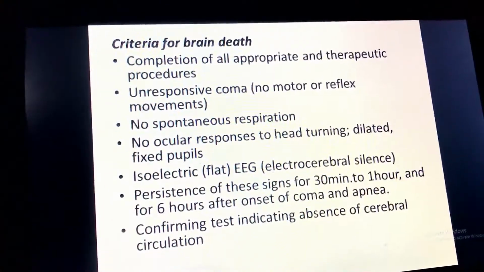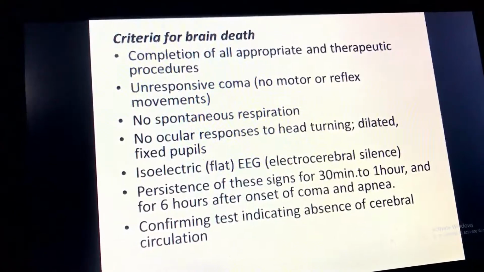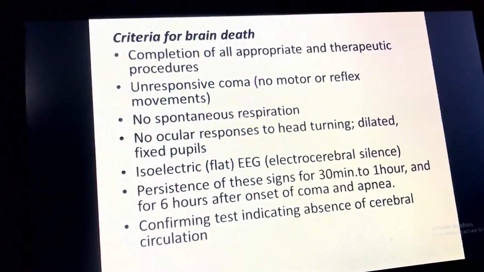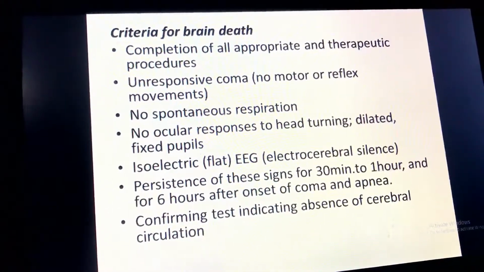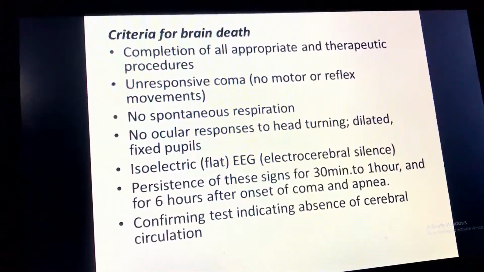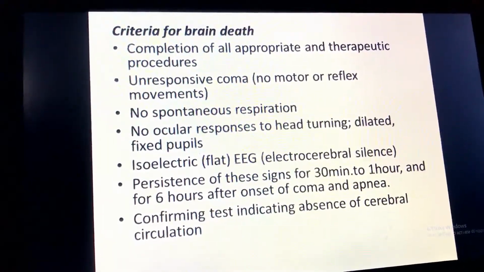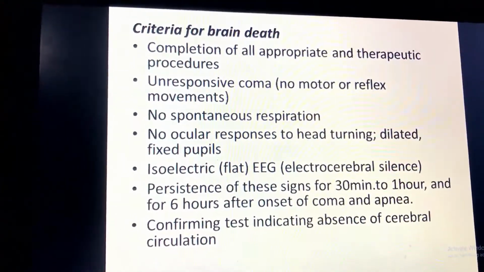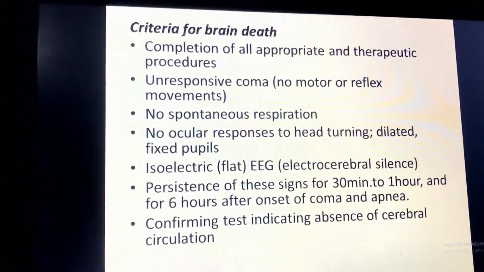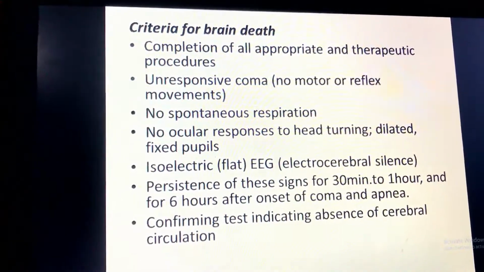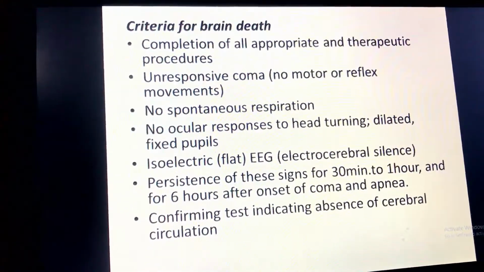Criteria for brain death: completion of all appropriate and therapeutic procedures. Unresponsive coma. No spontaneous respiration. No ocular response. Confirming test indicating absence of cerebral circulation. Now, this is the criteria for brain death. This is the completion of all appropriate and therapeutic procedures. Unresponsive coma. Okay. This is death.